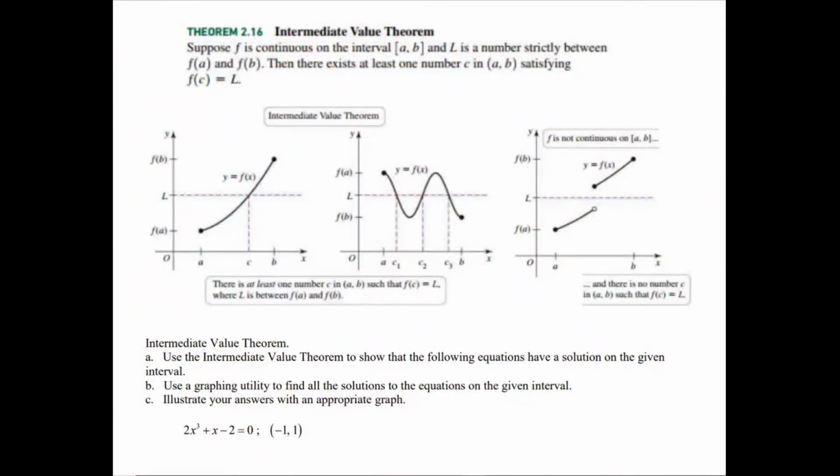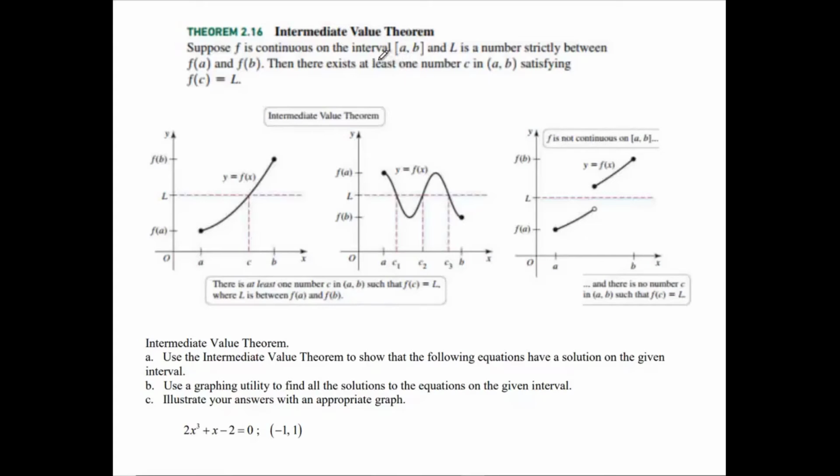Okay, theorem 2.16, intermediate value theorem. Suppose f is continuous on the interval a to b, and L is a number strictly between f of a and f of b. Then there exists at least one number c in (a, b) satisfying f of c is equal to L. Alright, so let's look at what this is talking about here.